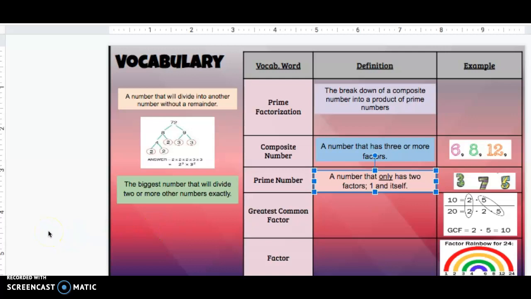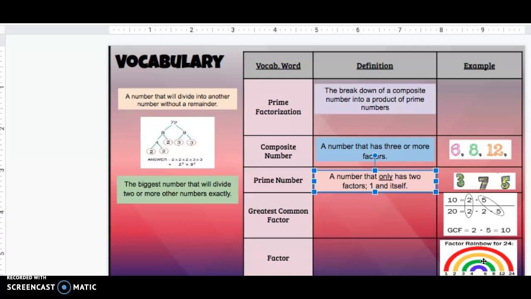Now, the words that you know or you've heard of in 4th and 5th grade, but may have done or seen in different ways, are prime factorization, greatest common factor, and factor. So we're going to start with factor, because I know you guys are familiar with the rainbow factor tree. That's what I was talking about yesterday. Okay? That means that you will have a number that will divide into another number without a remainder.